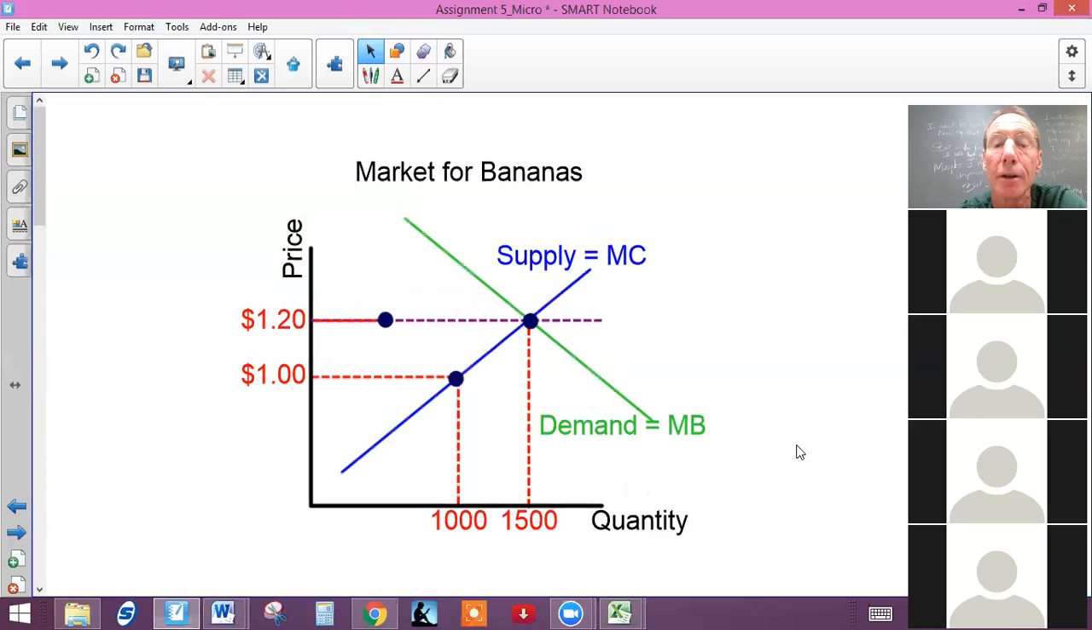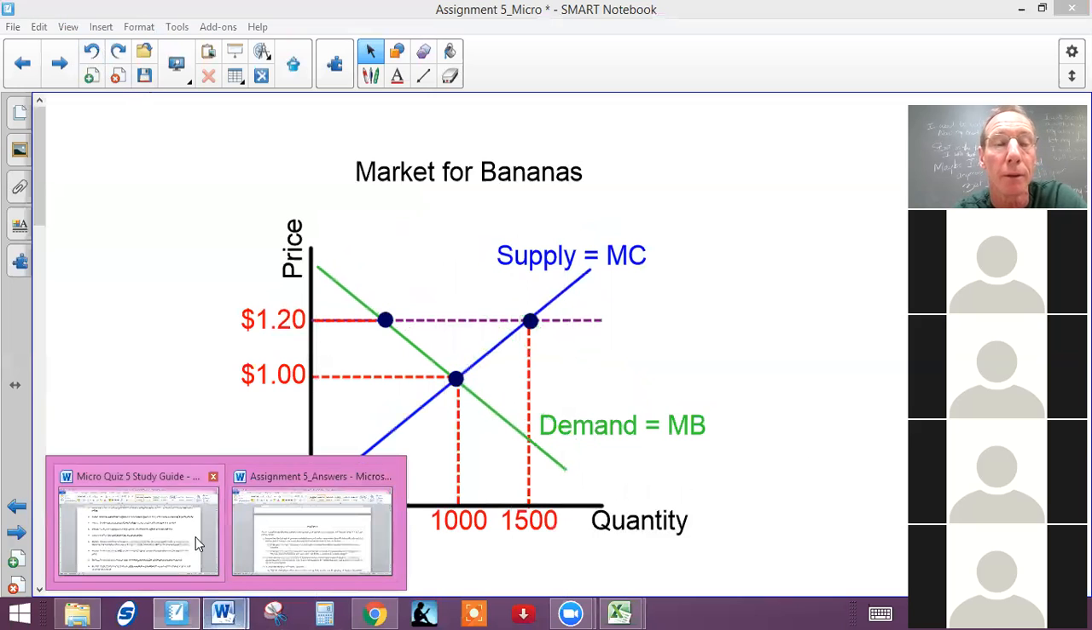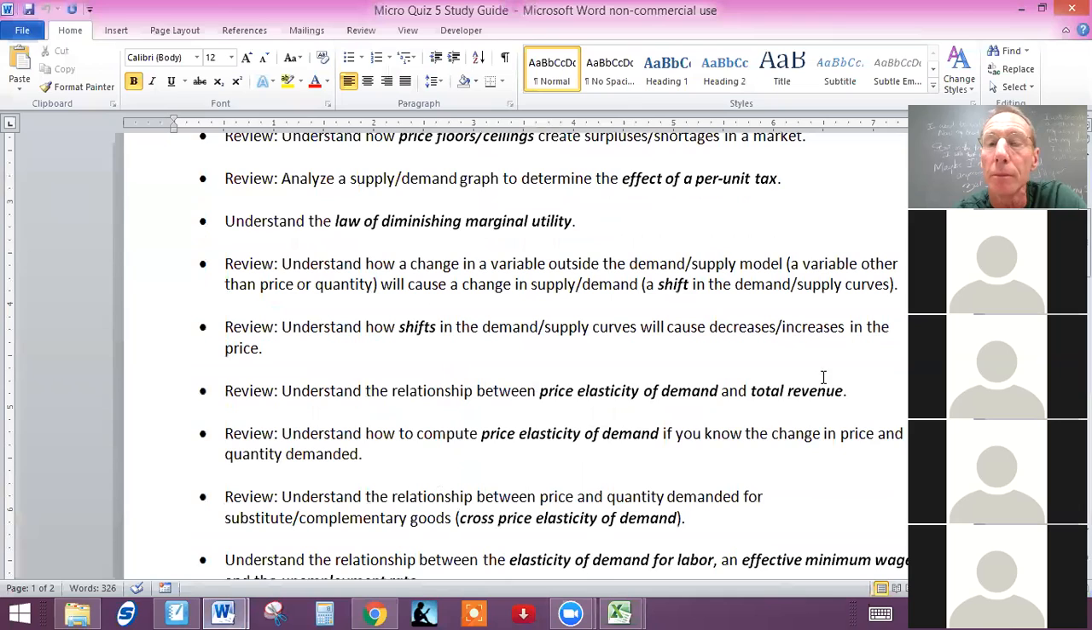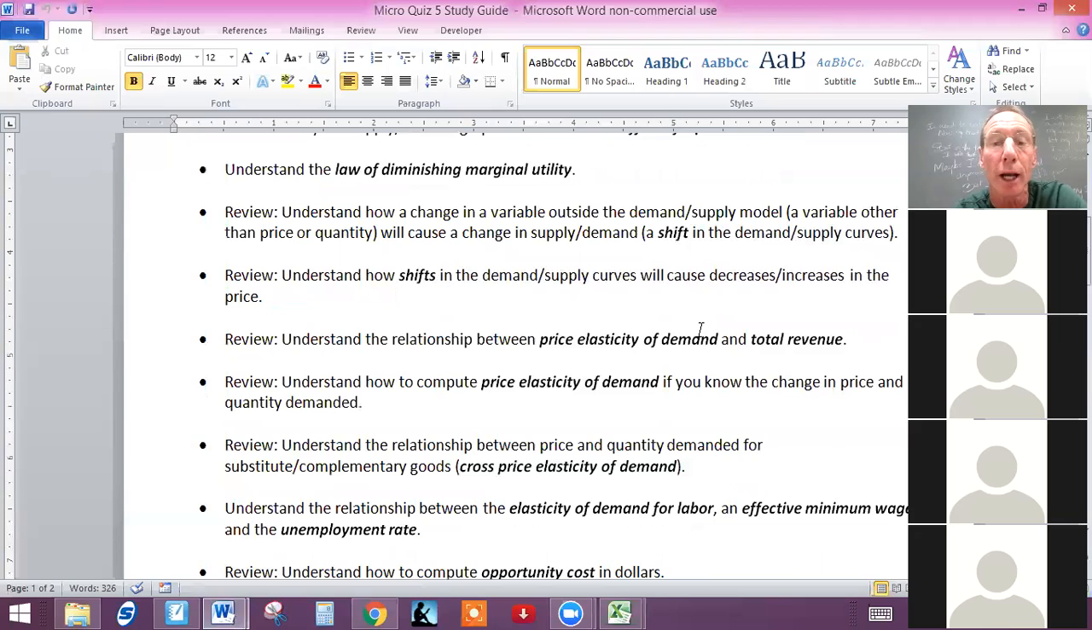So understand the basic cause and effect. That can cause either shifts in the demand or the supply, or movements on the line. And that's also review, so you shouldn't have any problem with that. And this, once again, is the same thing I just went over. Shifts in the curves are going to cause prices to either go up or go down, depending on how they shift.